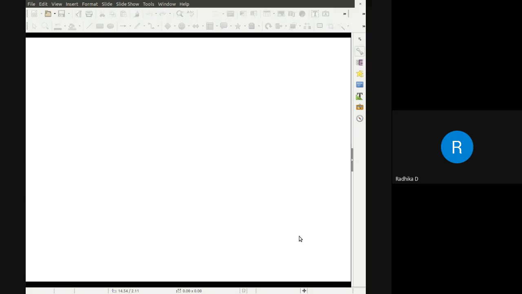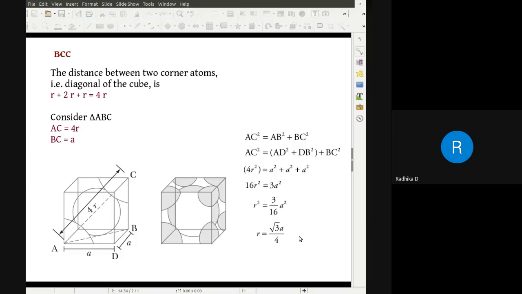Oh, sorry, I forgot. We got the relation, but we didn't find the atomic packing factor. So, what is the total number of atoms now?